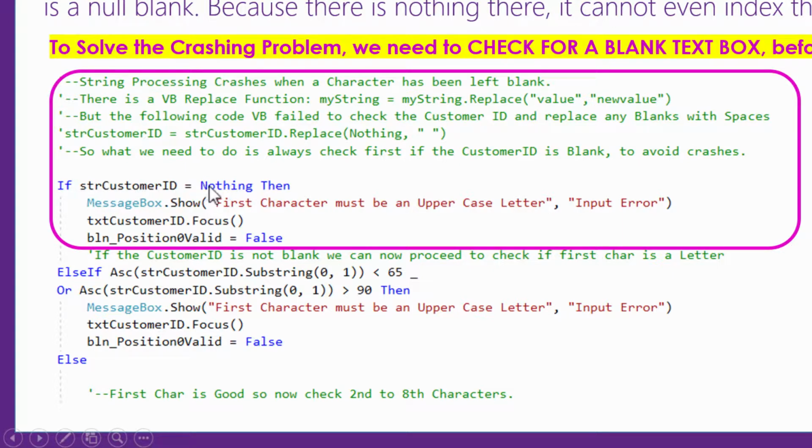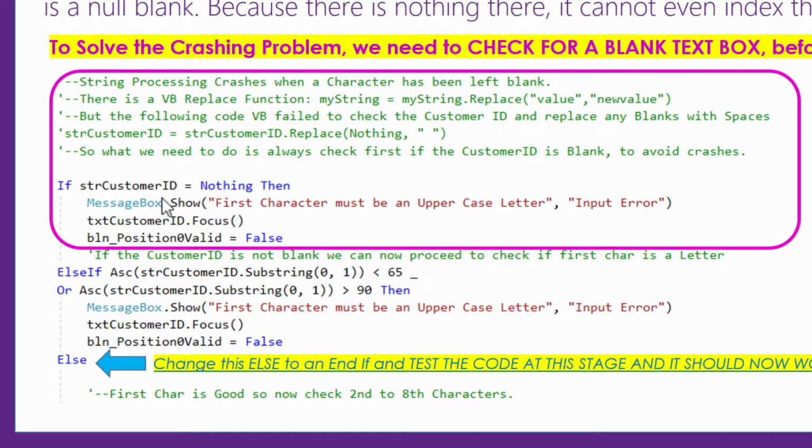So we put string customer ID. If that equals nothing, which means it's got nothing in it yet, then we need to just put out a message box: the first character must be an uppercase letter, and there's an input error, and set Boolean position false. So that'll be the first thing it does, and it'll stop everything in its tracks and stop you from having that bad situation.